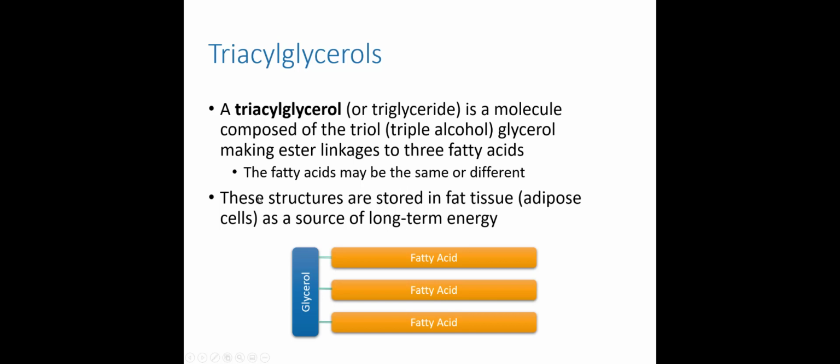These are biologically important structures in that they are stored in fat tissue, which are adipose cells, and are used as your long-term energy source. So this is a cartoon structure that shows a very simplified version of a triacylglycerol. So we have the glycerol molecule bonded to 3 fatty acids, which again could be the same or different.